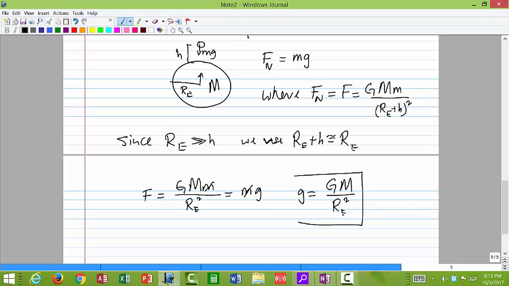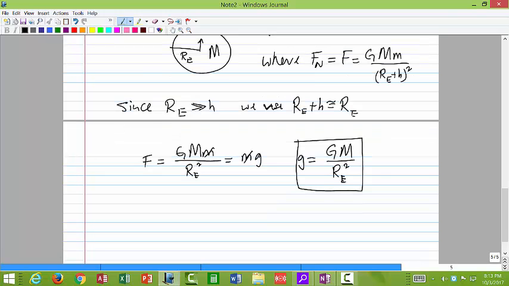So this just tells us that all objects falling on an object or on a planet will fall at the acceleration of gravity on that planet, regardless of the mass of the object. This is what we found out, that all objects fall at the same rate. So to find the acceleration of gravity on a certain object or planet, we just need the gravitational constant G, the mass of the planet, and divide that by the radius of the planet squared.